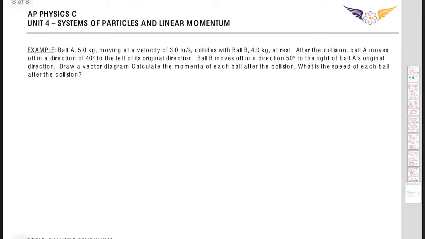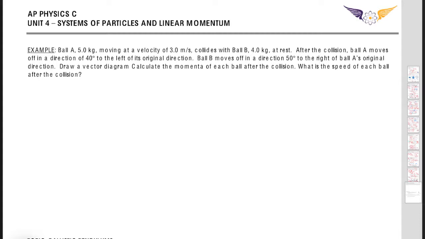Okay, and so now here's another one where we have two balls colliding on a table. All right, and so it kind of breaks it down nice and neat, right? It says 1, draw a vector diagram. 2, calculate the momentum of each ball after the collision. And then the last part is what is the speed of each ball after the collision.